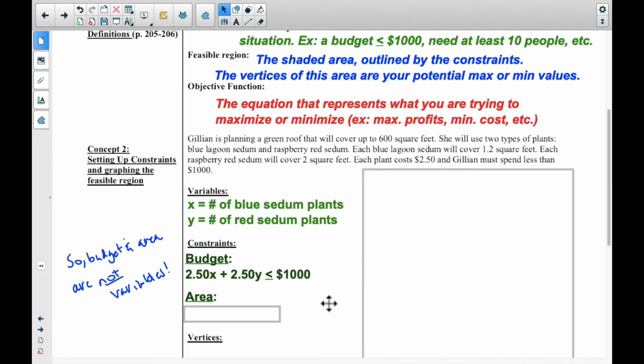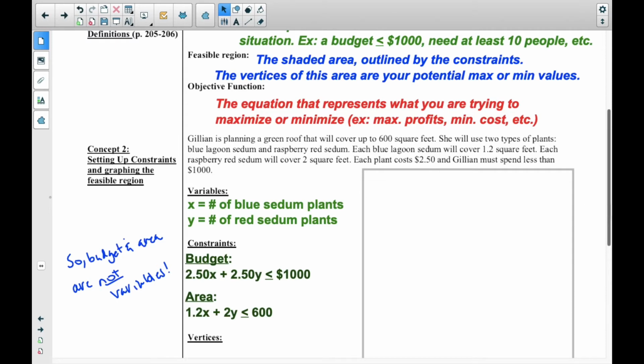Now we have to think about the area. What is the area? We've talked about 600 square feet. Has to be less than that because it's up to. She has two types of plants. One of them takes 1.2 square feet. The other one takes 2 square feet. So our area is going to be 1.2x plus 2y is less than or equal to 600. That, I think, is a lot of times the hardest part, just setting up the variables.